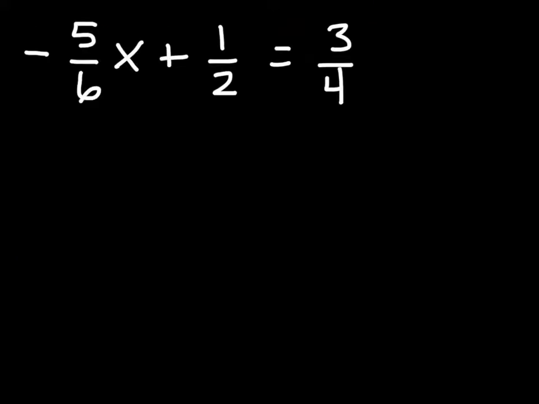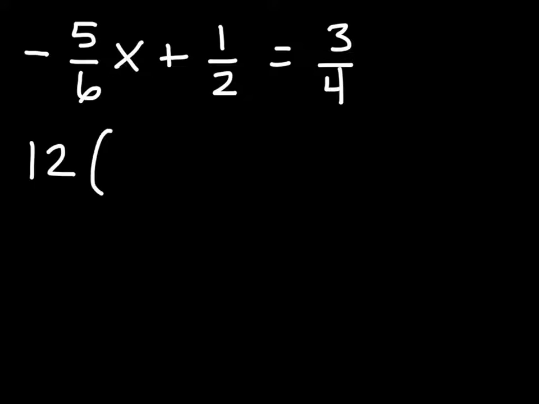Let's work with this equation to learn how to clear a fraction. We have negative 5/6 x plus 1/2 equals 3/4. So the first thing we need to do is find the least common denominator of the fractions. And that's going to be what? Right, it's going to be 12. So we're simply going to multiply each side of the equation by 12.